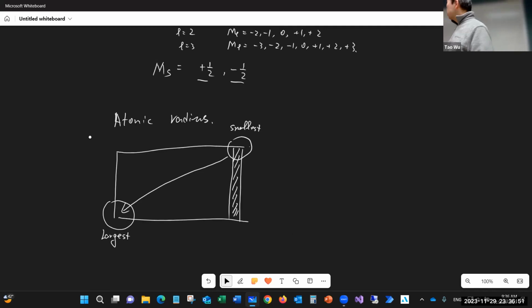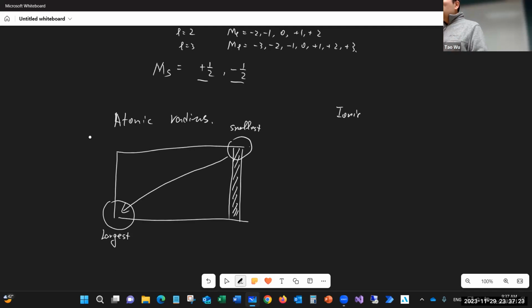In other words, the smallest one should be helium. But not including helium and hydrogen, fluorine is the smallest, because neon is bigger than fluorine. So if we talk about the trends, not including the noble gases, this is from the smallest to the largest. This is atomic radius.